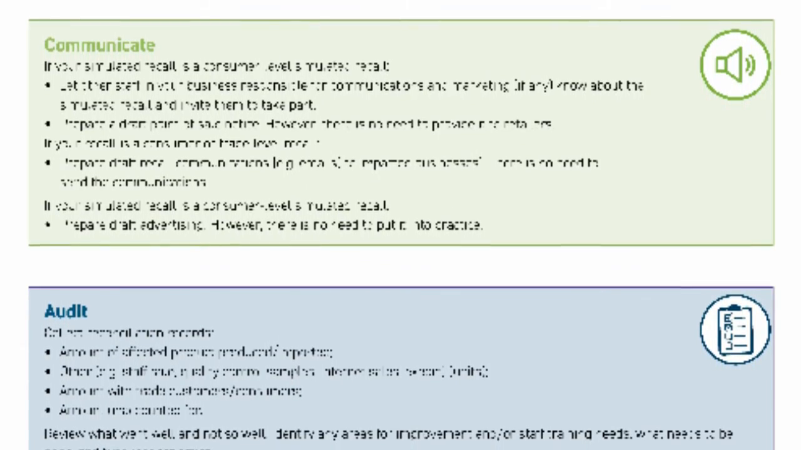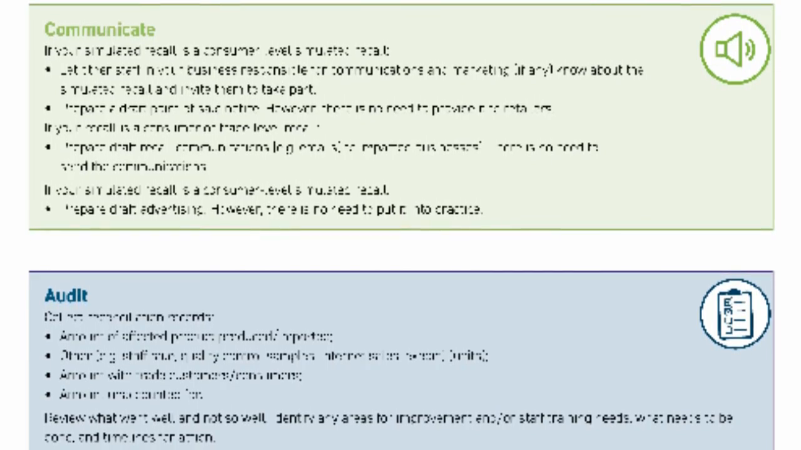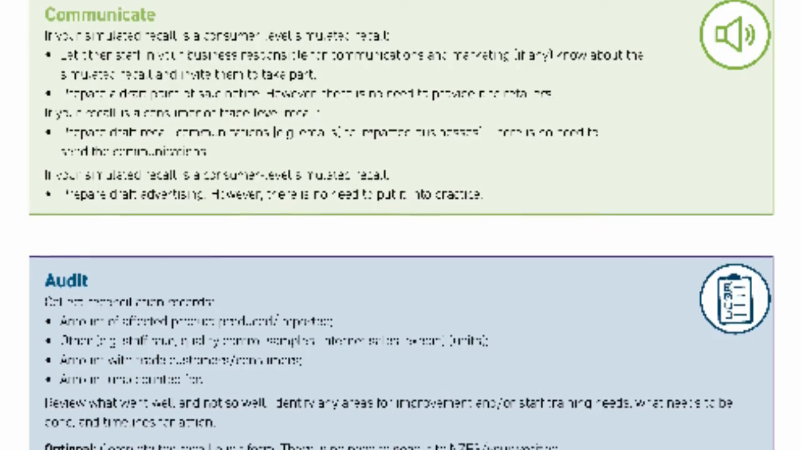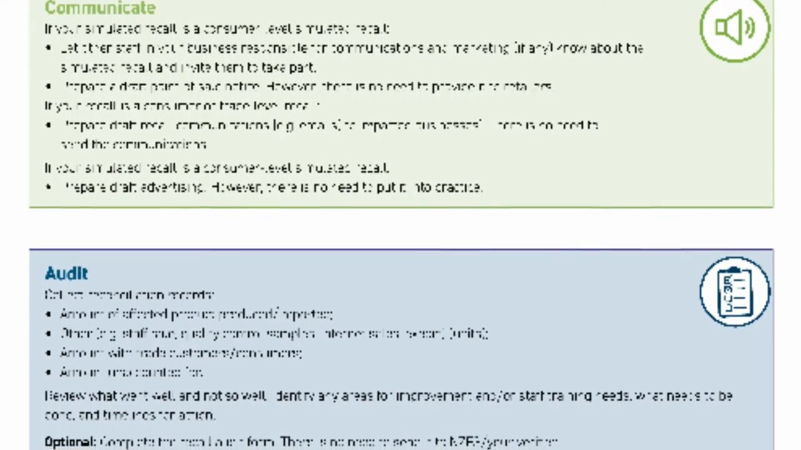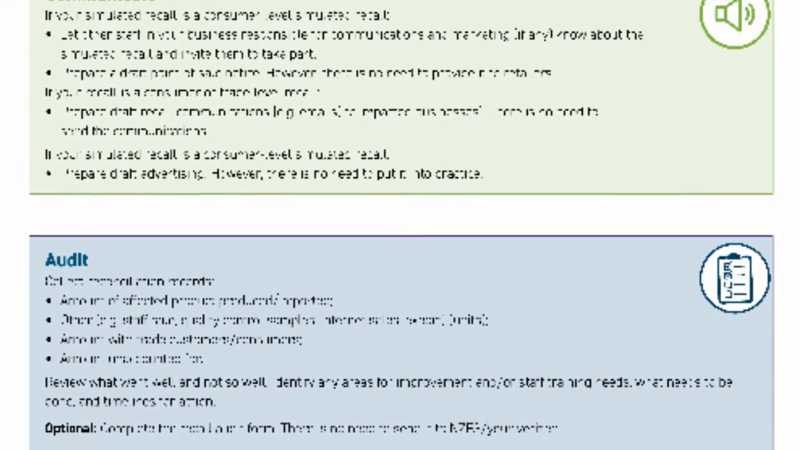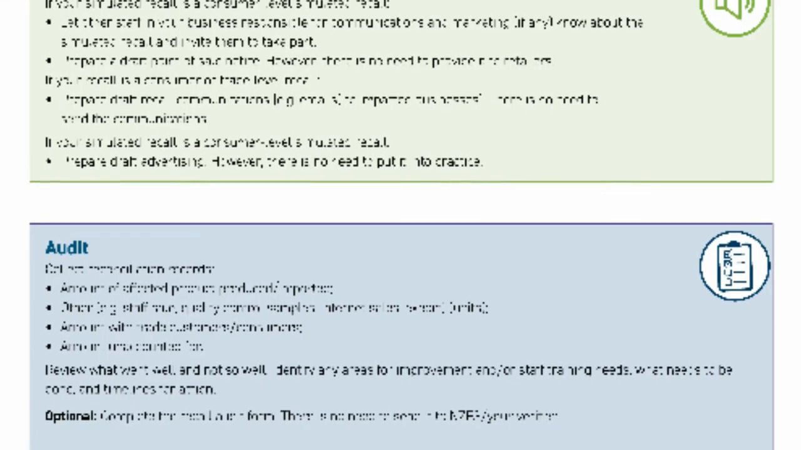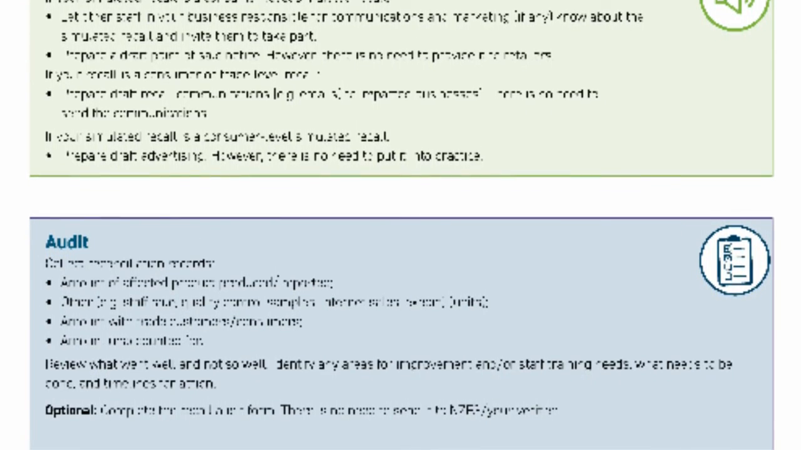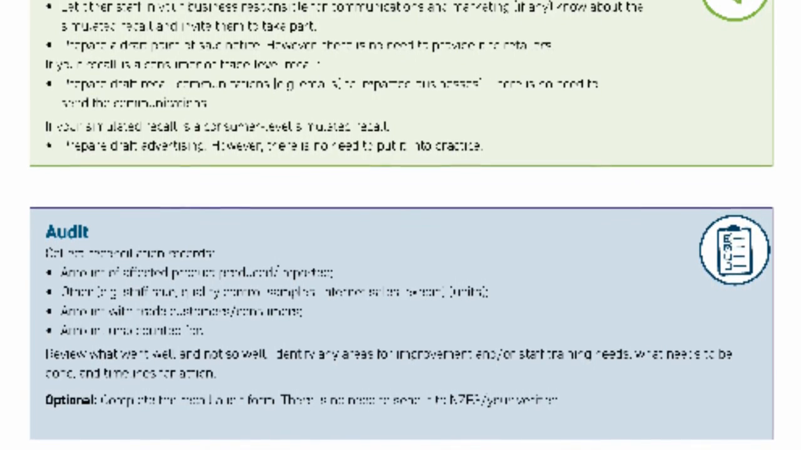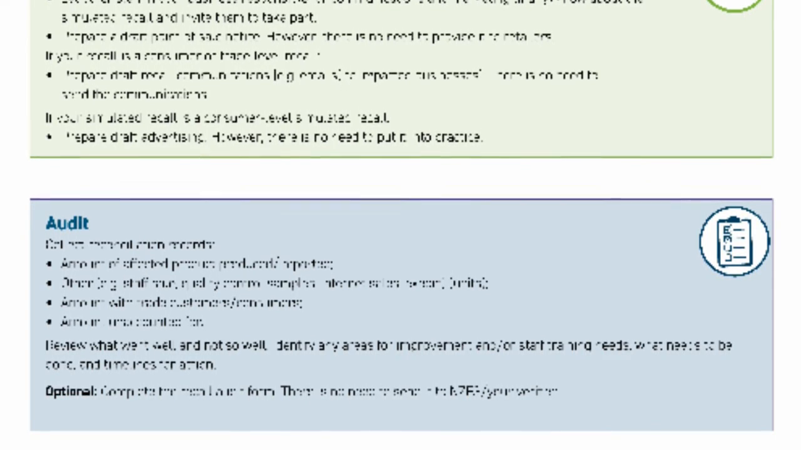Audit. Collect reconciliation records. Amount of affected product produced, imported. Other, for example, staff sale, quality control samples, internet sales, export, units. Amount with trade customers, consumers. Amount unaccounted for. Review what went well and not so well. Identify any areas for improvement and/or staff training needs, what needs to be done, and timelines for action.